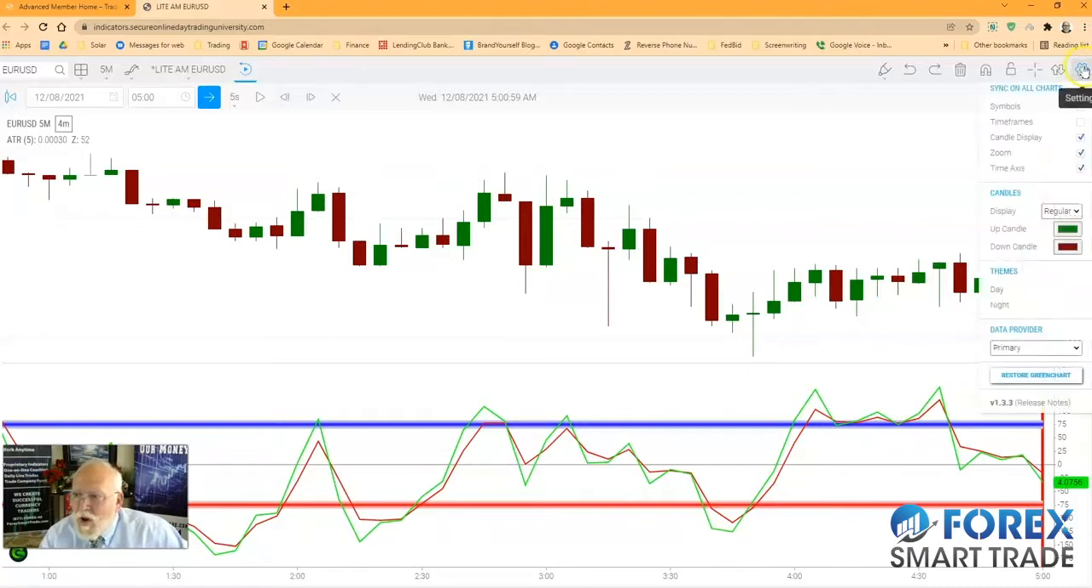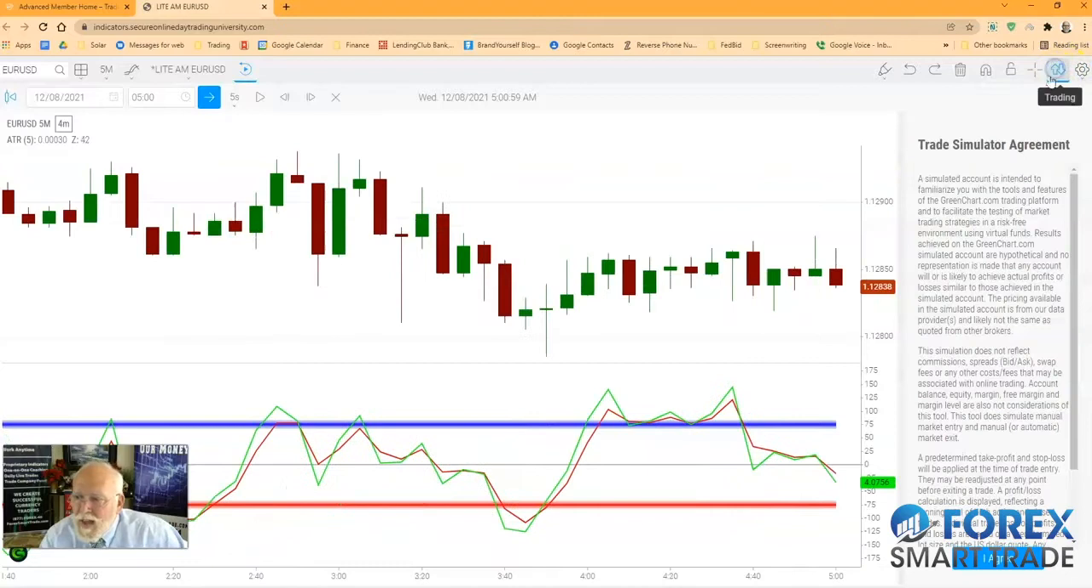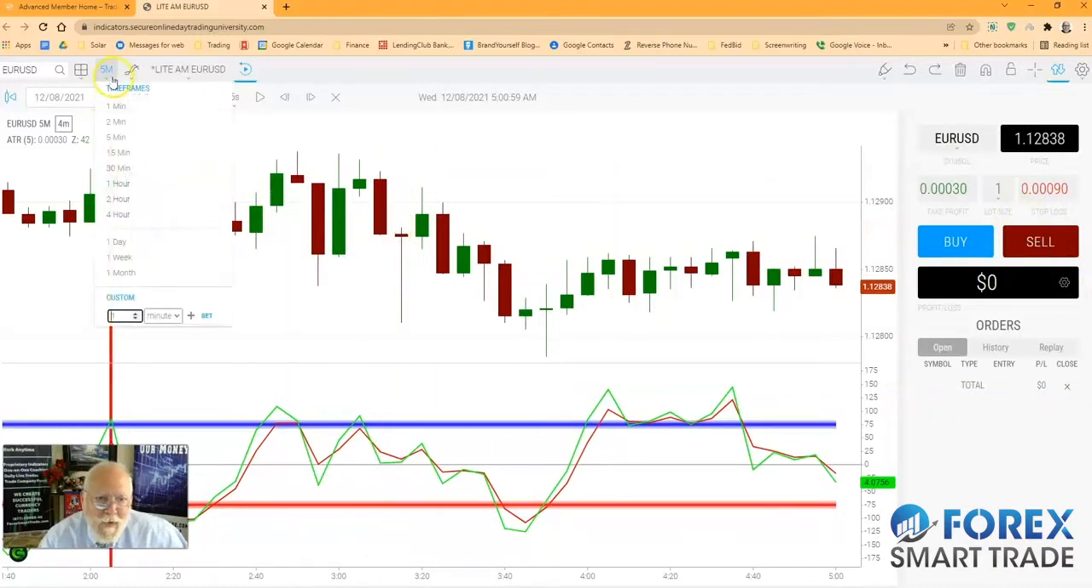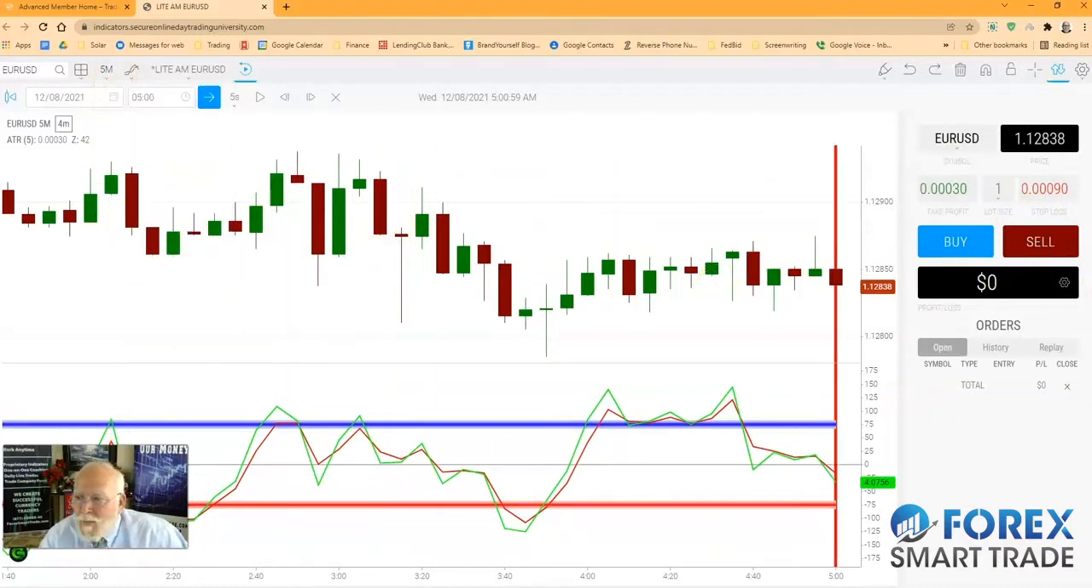I am going to turn on our simulator that will also allow me to measure how much money I'm making as I trade. I've got it set up, the default right now, since we're trading on a very short-term time frame, a 5-minute chart. I am going to try to get 3 pips out of each trade.